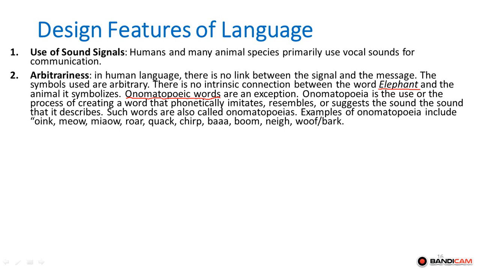Onomatopoeic words or onomatopoeia, this is the definition. Onomatopoeia is the use or the process of creating a word that phonetically imitates, imitation, imitates or resembles or suggests the sound that it describes.